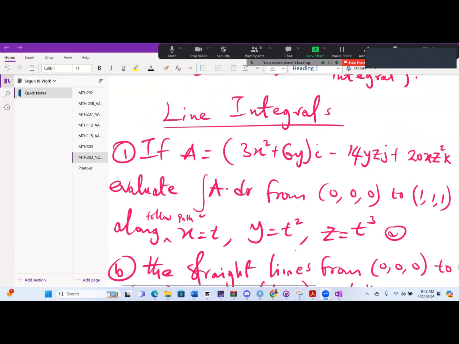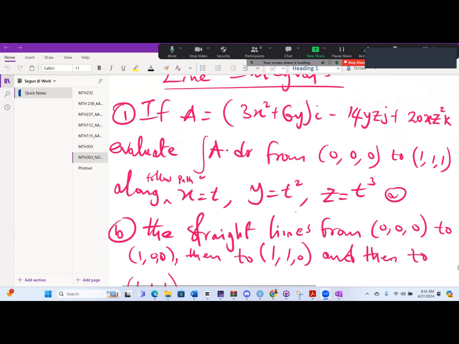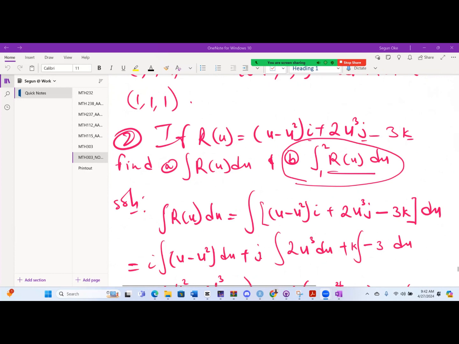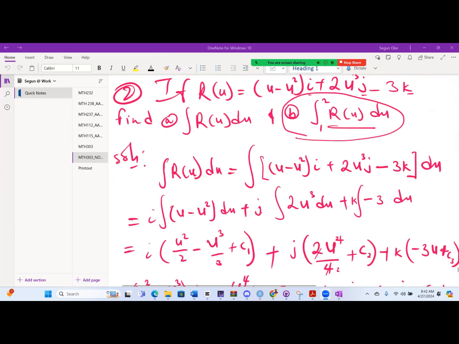Last week I gave us this question. I believe you can see my screen. So let's look at this particular question and see how we can solve it.